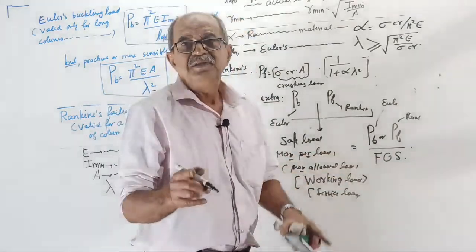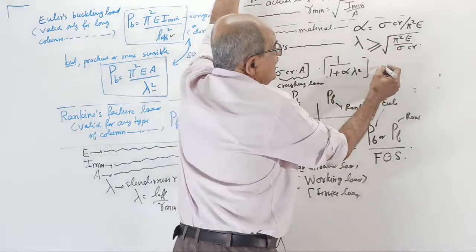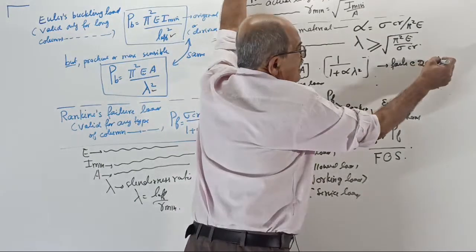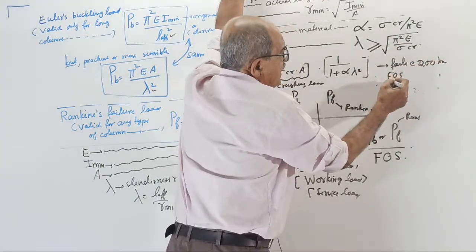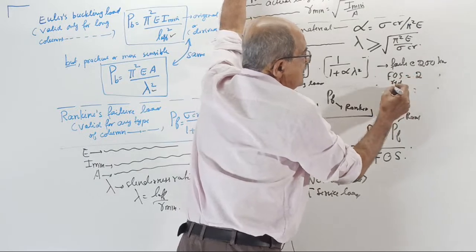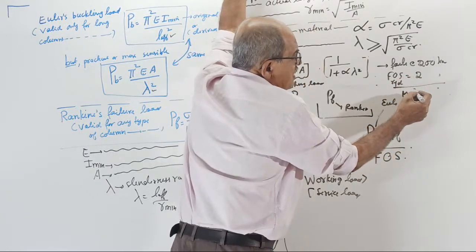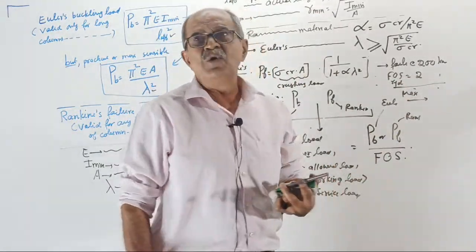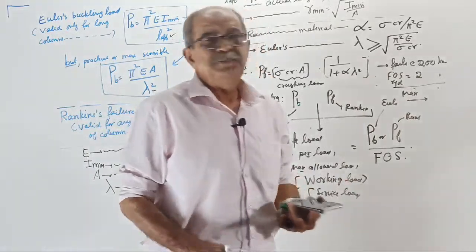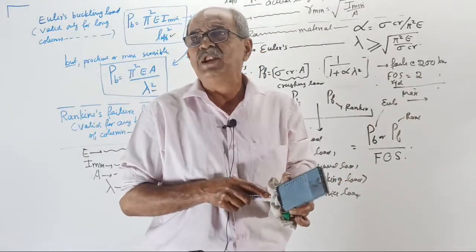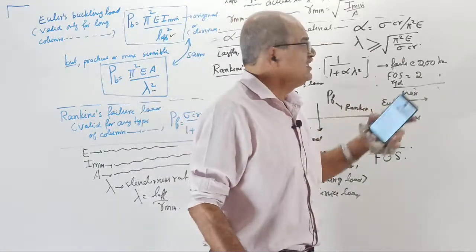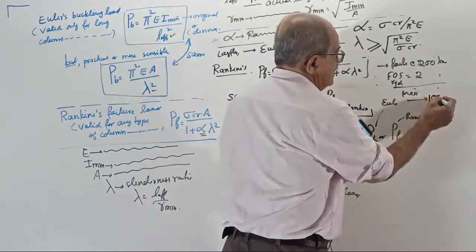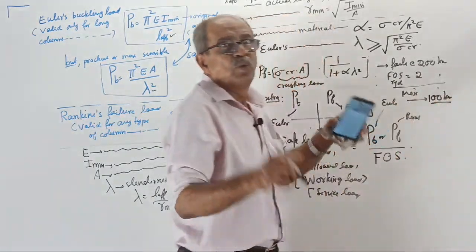Remember, just as an example, suppose a column fails at 200 kilonewton. Factor of safety required is 2. Tell me what is the maximum load practically allowed for that column? At 200 kilonewton the column fails. But people want safety. You cannot load up to the failure load. Tell me, what is the maximum load you can apply? 100 kilonewton. Okay. Now, one more concept.